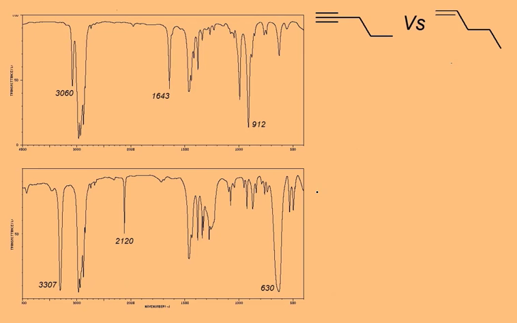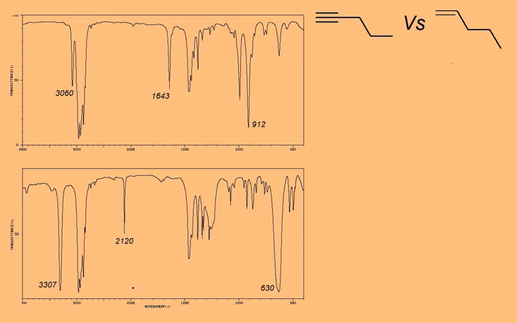So let's look at a couple of examples. Two spectra here, and we have to decide whether it's a spectrum for an alkyne or an alkene. I've highlighted the chemical bonds which are of particular interest here. In the first spectrum, the first bond we see is at 3060, a sharp peak of moderate intensity.